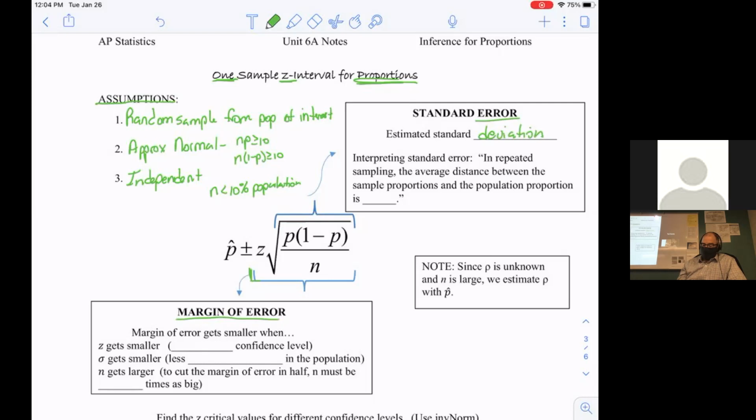So my margin of error gets smaller when, okay. So again, these adjustments are going to make my margin of error get smaller. Okay. So if I make z smaller, that means I'm going to decrease. You can already tell that's decrease. I'm going to decrease my confidence level. Okay. Because z gets smaller.